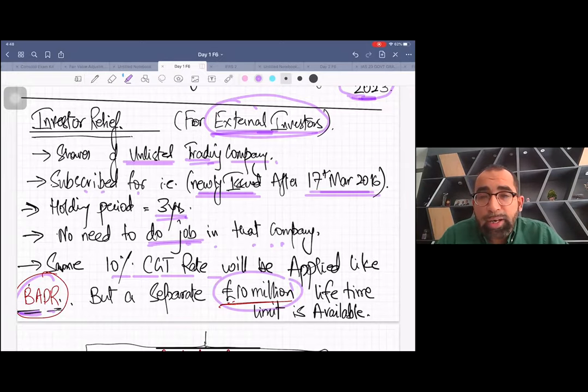So now use your brain. How much limit is available for BADR? Only 1 million. For BADR, the limit is only 1 million, but for this investor relief, the limit is 10 million gains. Okay. Just have a look. Take your time.